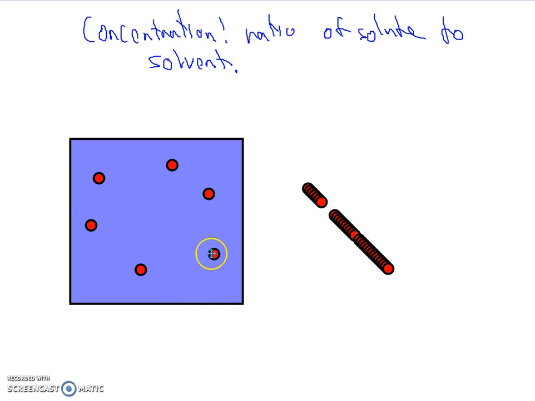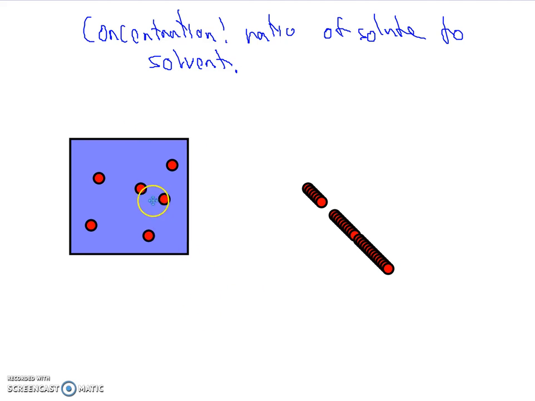Okay, and if I decreased the volume, let's say I boil off some water or something like that, but I leave the same number of solute, well now it's more compact. This is more concentrated. If I somehow got rid of some solute, now it's much less concentrated because the ratio of solute to solvent is lower. If I add more solute, it gets more concentrated. I could add even more, make it really concentrated.